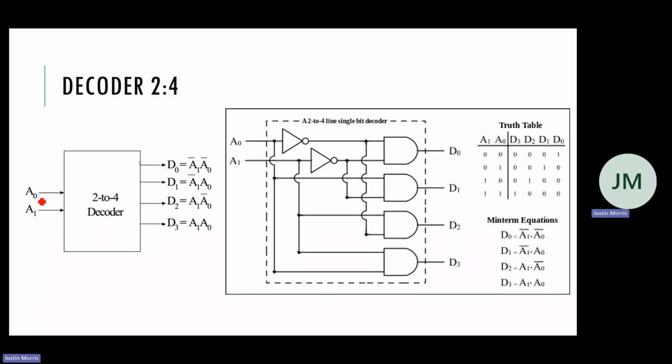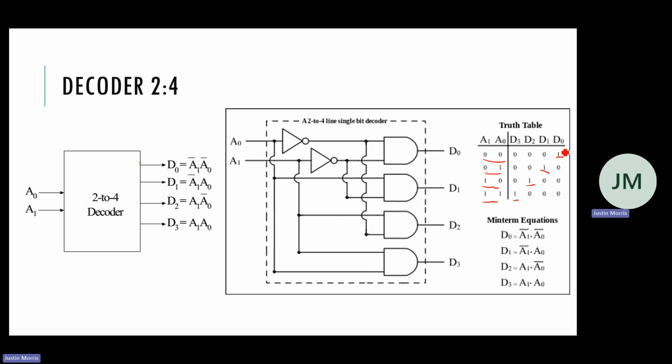So like if A1 and A0 are 0, D0 is 1. Right? A1 is 0, A0 is 1. That corresponds to 1. D1 is the one that's 1. A1 is 1, A0 is 0. That corresponds to 2. So D2 is the one that's 1. 1, 1 gives me D3. Yeah. So we're going 1 to 4 instead of 0 to 3 on the outputs.